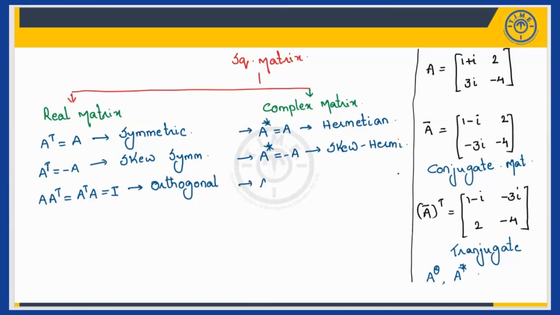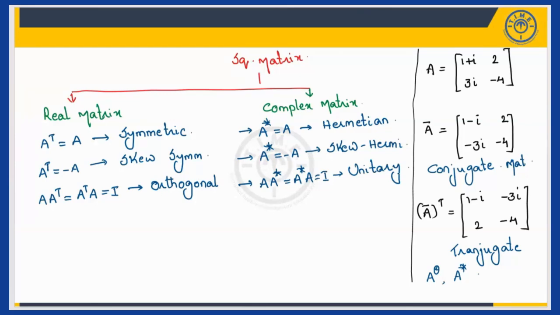And if A into A star is equal to A star into A is equal to I, then we say A is a unitary matrix. Remember, unit matrix is different, unitary matrix is different. They both are not the same.